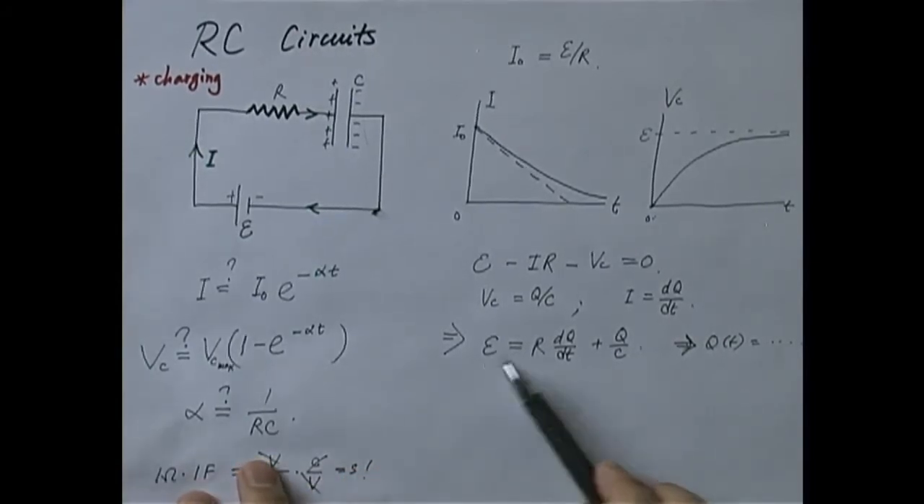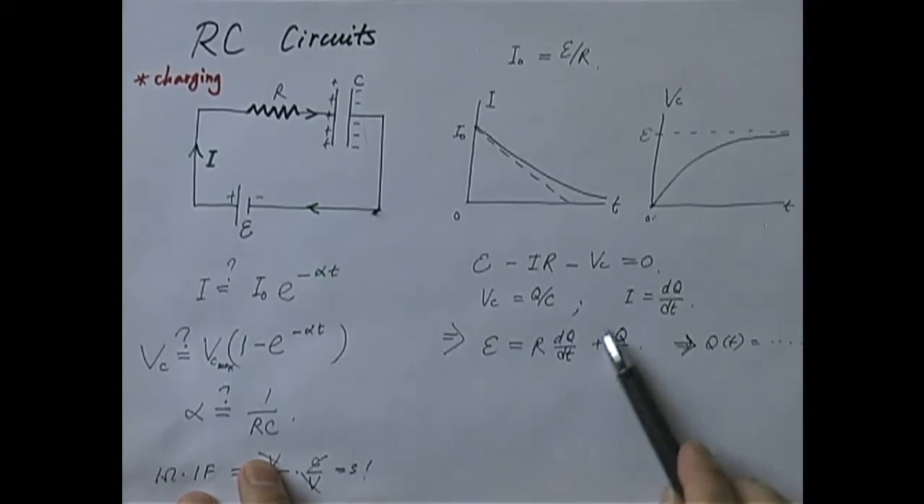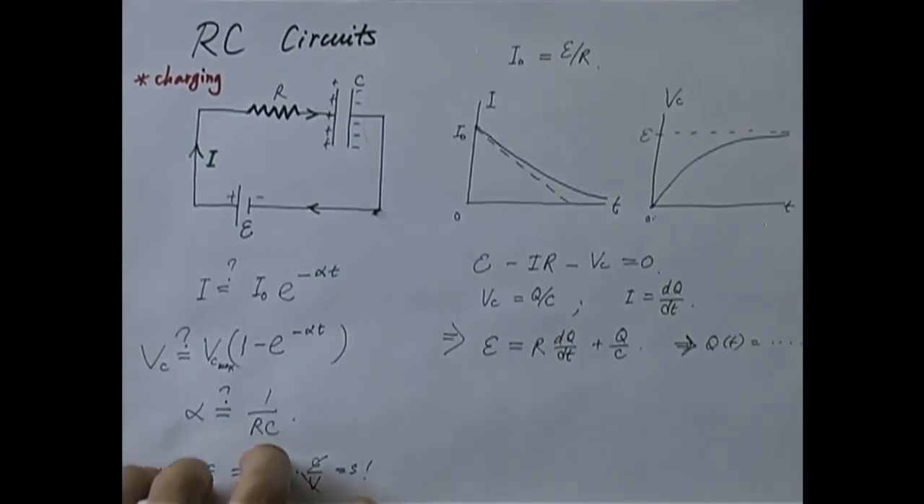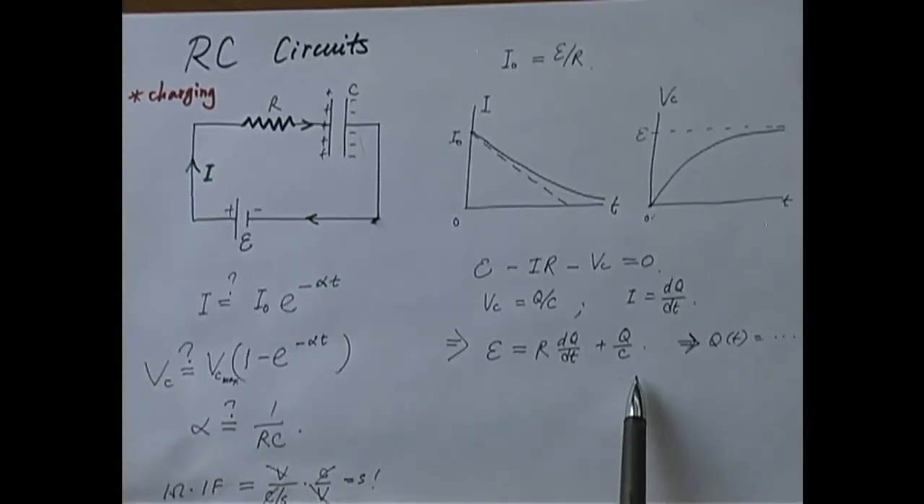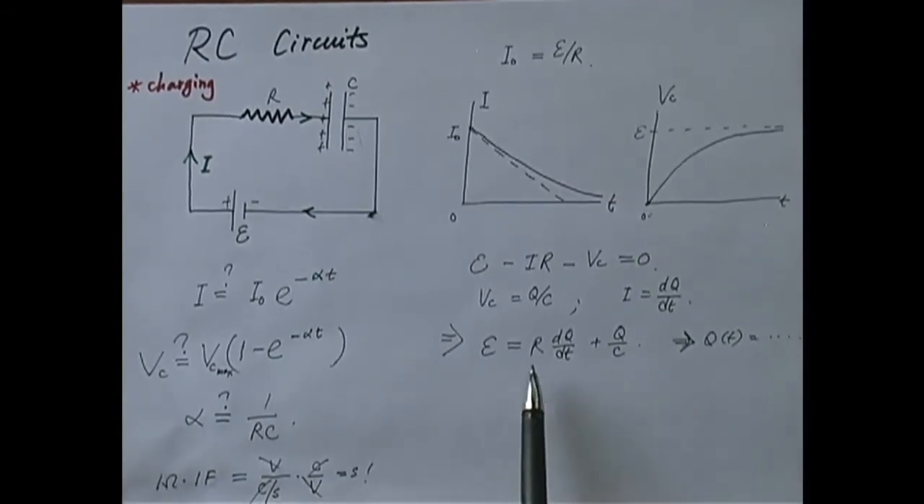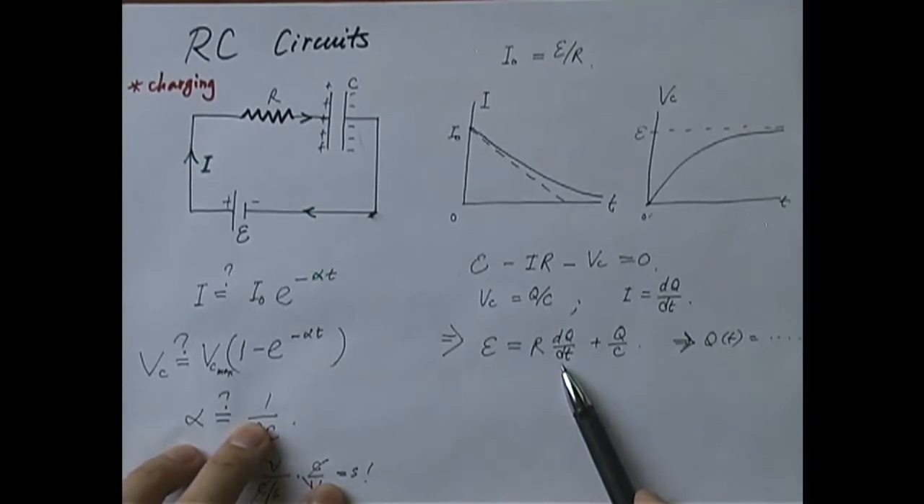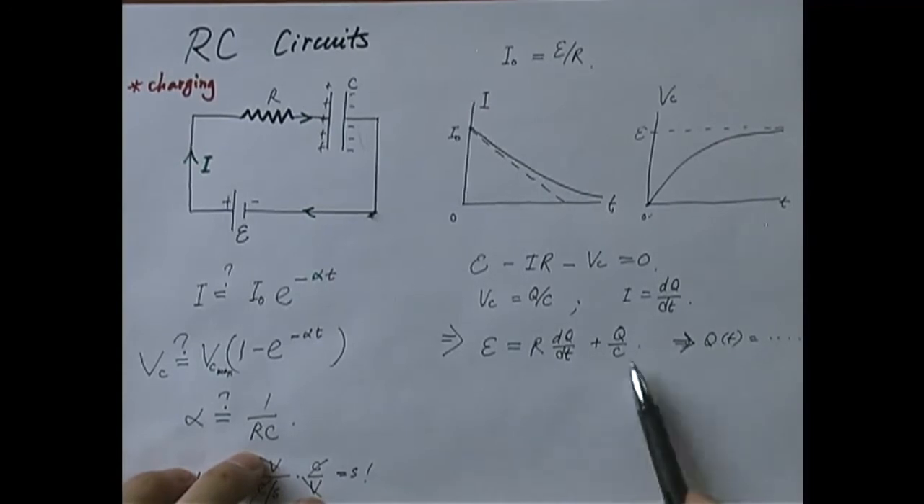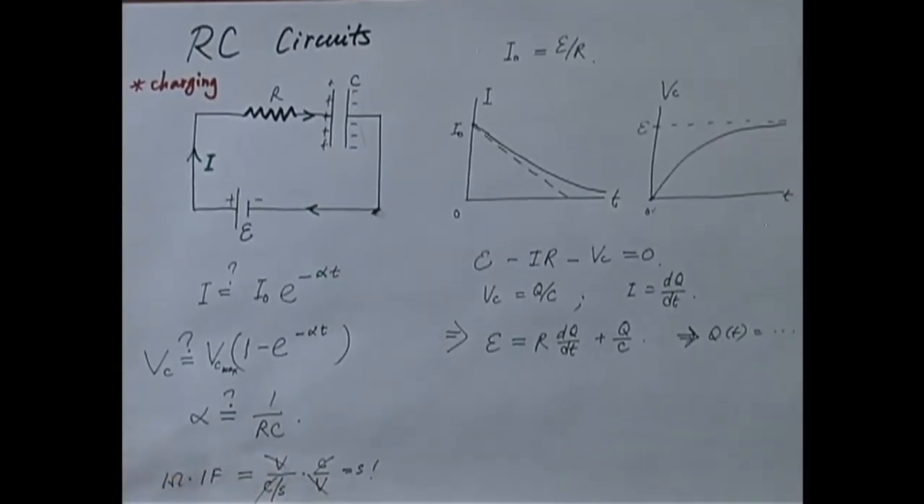So however this term changes with time, and however that term changes with time, their time dependency must cancel each other out. That means their time dependency must have a similar functional form. For example, it is impossible for dq over dt to be a sine function of time and yet for q over C to be a tangent function of time, because you cannot cancel them out all the time. So what we're looking for is the solution such that Q and dq dt have the same dependency on time.